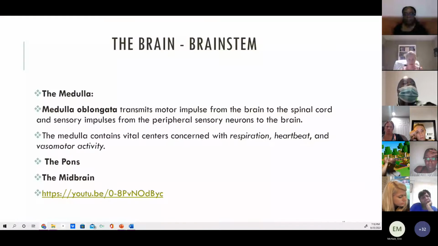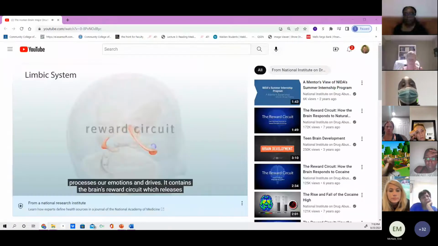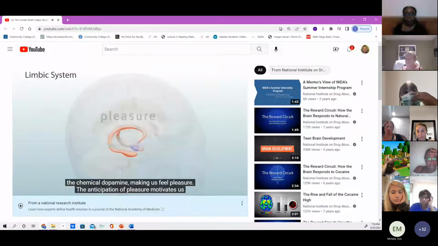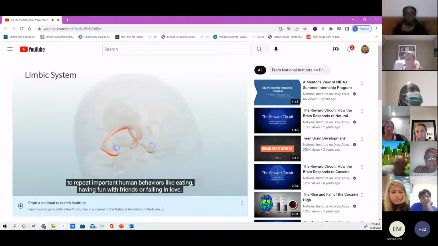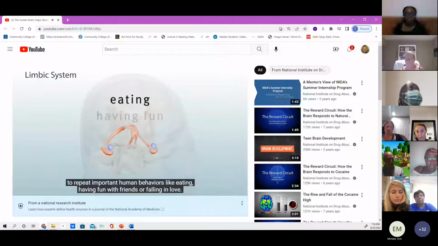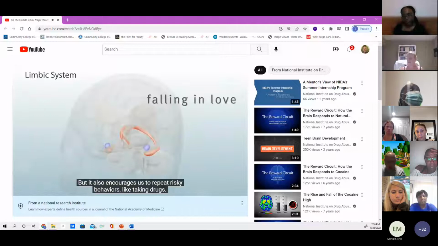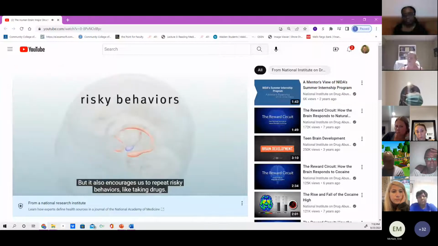It contains the brain's reward circuit, which releases the chemical dopamine, making us feel pleasure. The anticipation of pleasure motivates us to repeat important human behaviors like eating, having fun with friends, or falling in love. But it also encourages us to repeat risky behaviors like taking drugs.